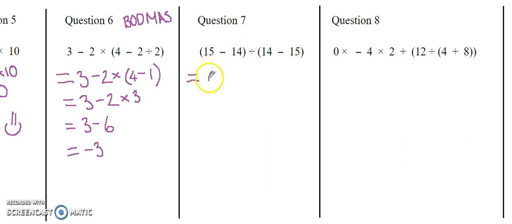This bracket is equals to 1. And this bracket is equals to -1. What is 1 divided by negative 1? Straightforward, negative 1.